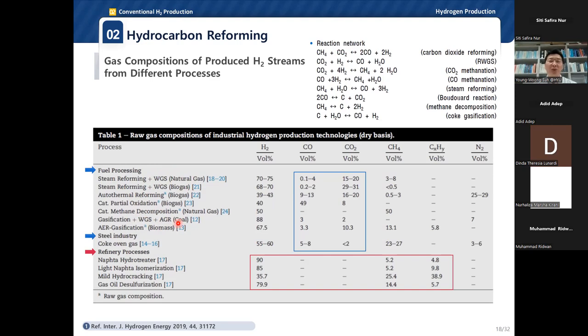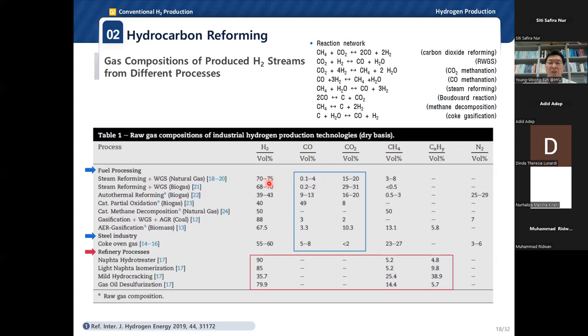But the important thing is, based on this process, and also depending on our resources for hydrogen production, you can see the CO. In the case of steam reforming plus WGS, you can see the volume percentage of CO ranges between 0.1 and 4 volume percent.